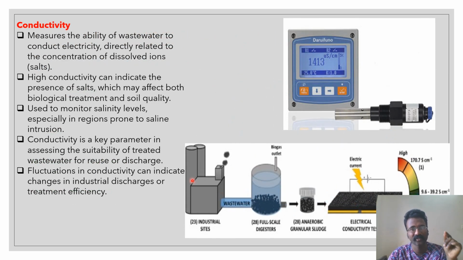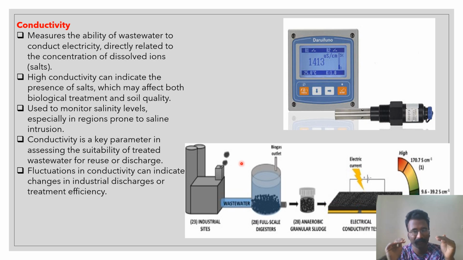Let us talk about the conductivity of wastewater. Conductivity is the measure of the ability of wastewater to conduct electricity. Directly, it is related to the concentration of dissolved ions, which is salt. So high conductivity will indicate the presence of a higher amount of salts, which will affect both biological treatment and also the soil quality. This conductivity is also used to monitor salinity levels, especially in regions prone to saline intrusion.